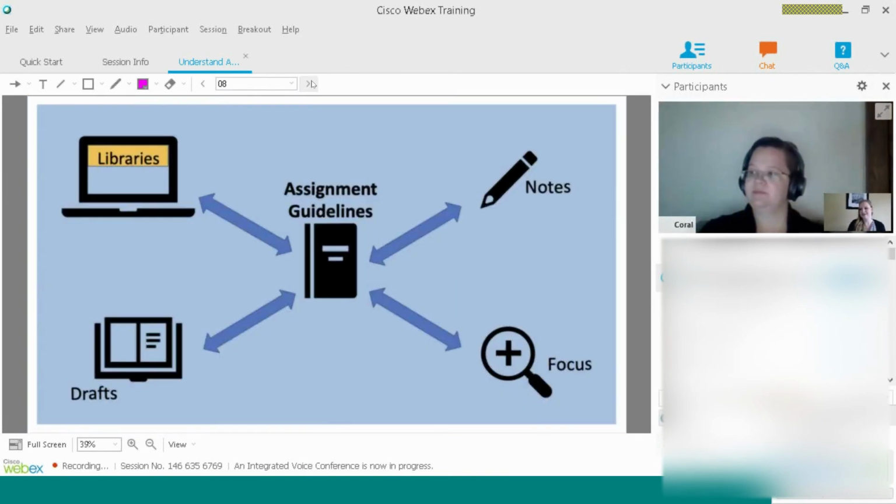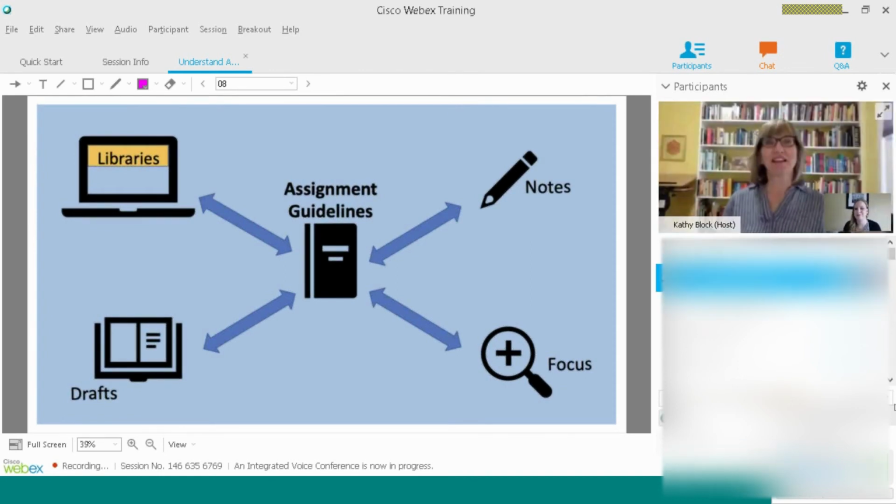Okay, let's talk specifically about assignment guidelines. You can think of your assignment guidelines as a sort of roadmap that will guide you through the process of writing your papers. You'll want to keep referring to them throughout the process of reading and writing, pretty much at each step along the way, to ensure that you're on the right track.